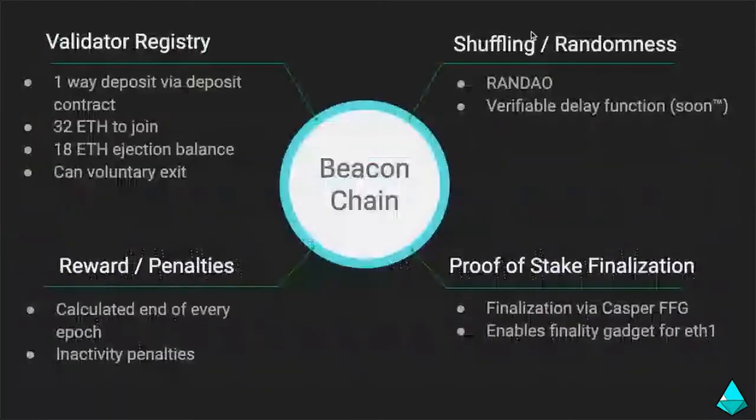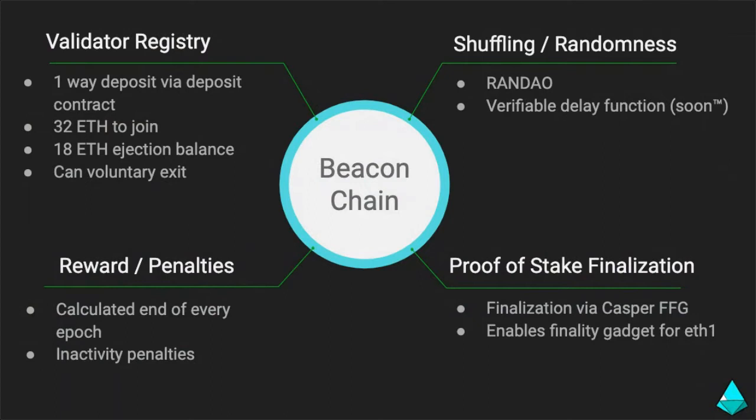To go into a little more detail on the Beacon Chain, I did mention the Beacon Chain is where the validators are. To become a validator, you send a one-way deposit via the deposit contract on the ETH1 chain. In the current spec, it's 32 ETH to join. If your balance falls below 18 ETH, your validator will be kicked out. But as a validator, you can also voluntarily exit.